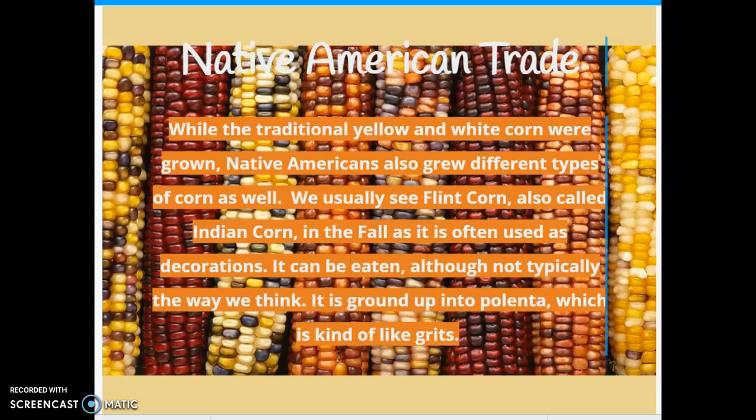Anyway, this is another corn that they grew. It can be eaten, but not the way that we think. You're not really going to boil this. This is not a corn that you're going to have like corn on the cob. You're going to grind this up into a meal and have something like polenta, which is kind of like grits, is about the best way I can describe it. Maybe not the best description, but that's close enough.